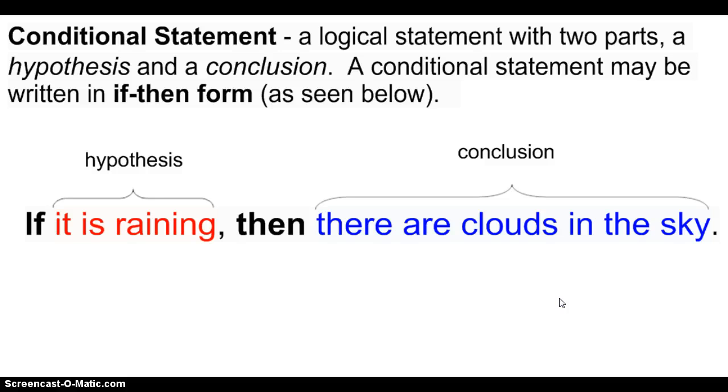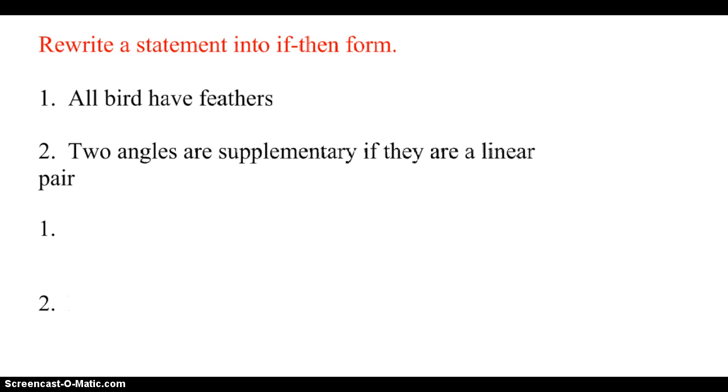Later, we're going to talk about truth value of conditional statements. But right now, this is all I'm going to stop at, and you just need to understand that a conditional statement is a logical statement with two parts, a hypothesis and a conclusion. On our second example, I'd like you to take a sentence, for example, all birds have feathers, and I'd like you to put it into a conditional statement, meaning it has to have an if and a then.